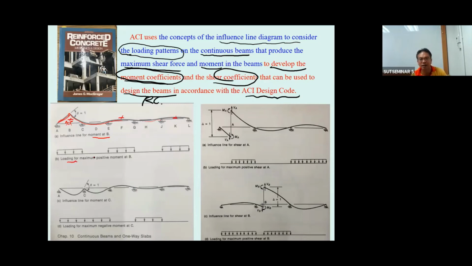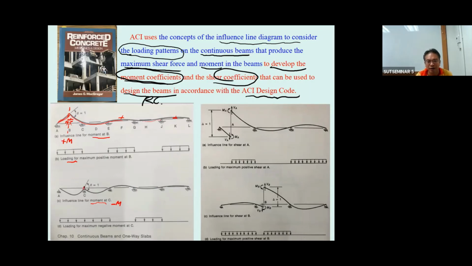So the loading pattern to produce the positive moment is going to be like this. The positive moment occurs at the mid span of the beam. This one is going to produce the maximum negative moment that occurs at the column, at the support.